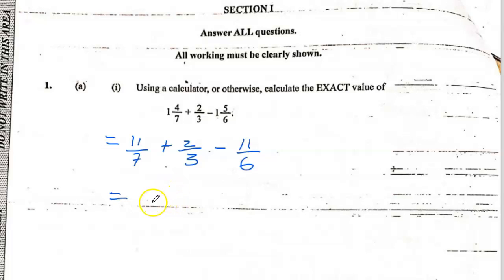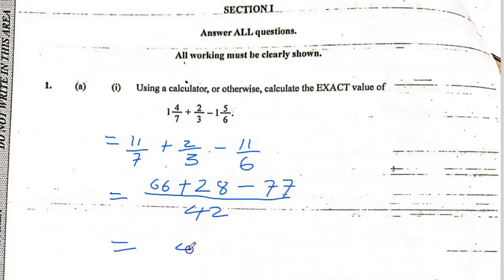So the LCM, that's 42. So 7 into 42, that's 6. 6 times 11, that's 66. Plus 3 into 42, that's 14. 14 times 2, that's 28. Minus 6 into 42, that's 7. 7 times 11, that's 77.